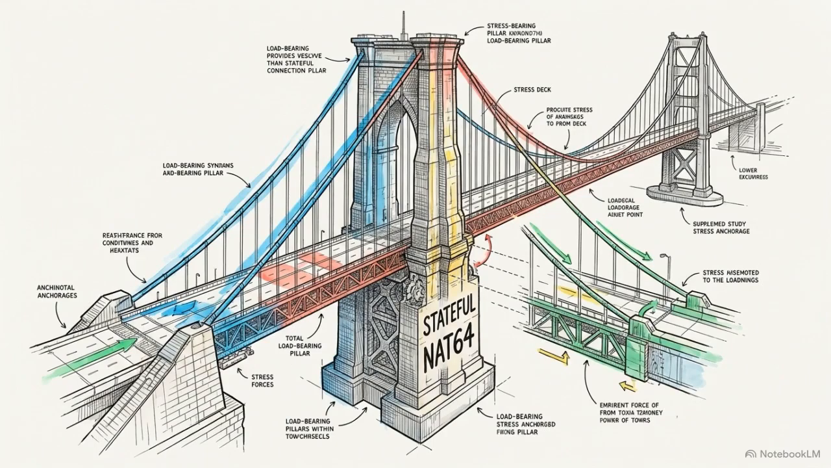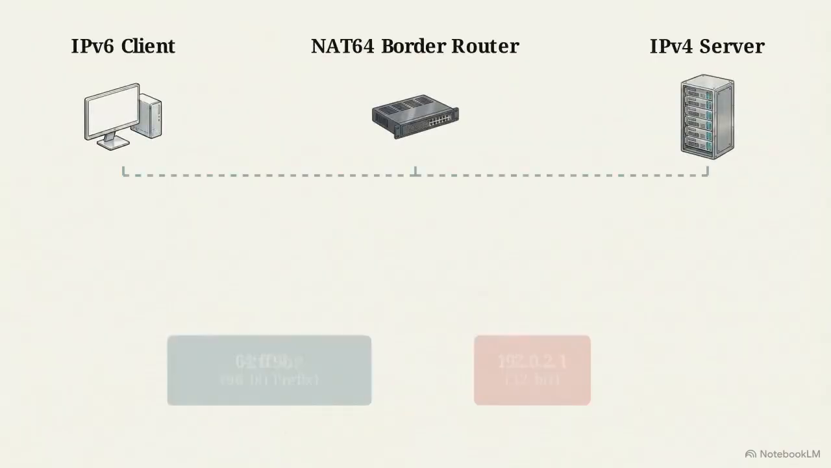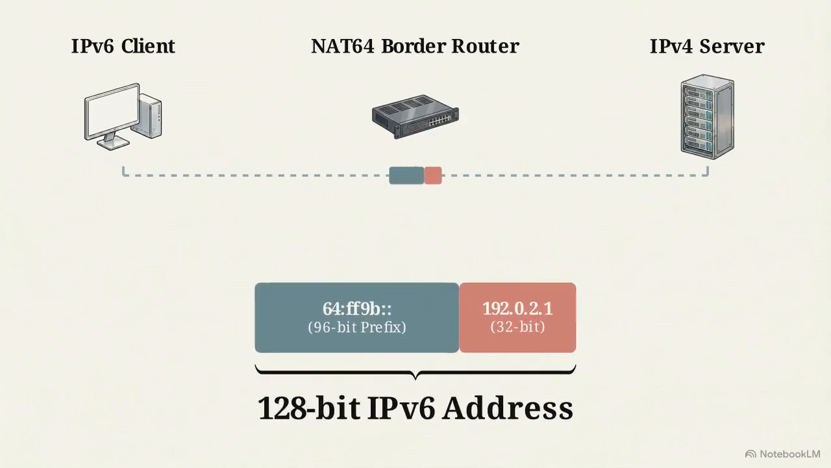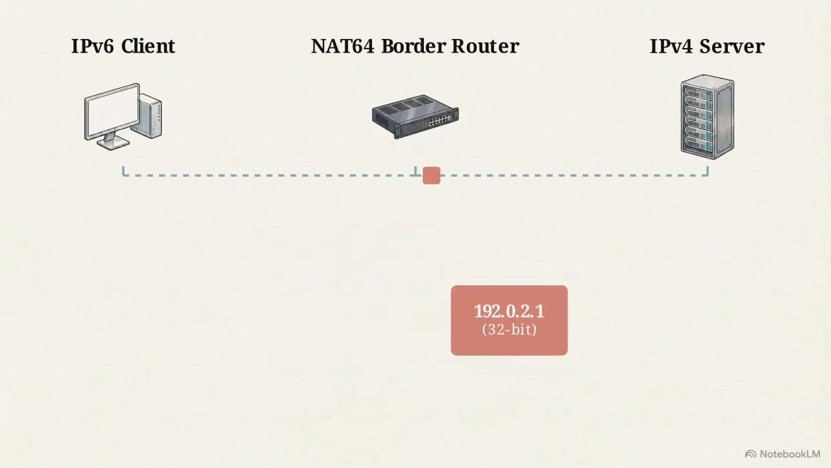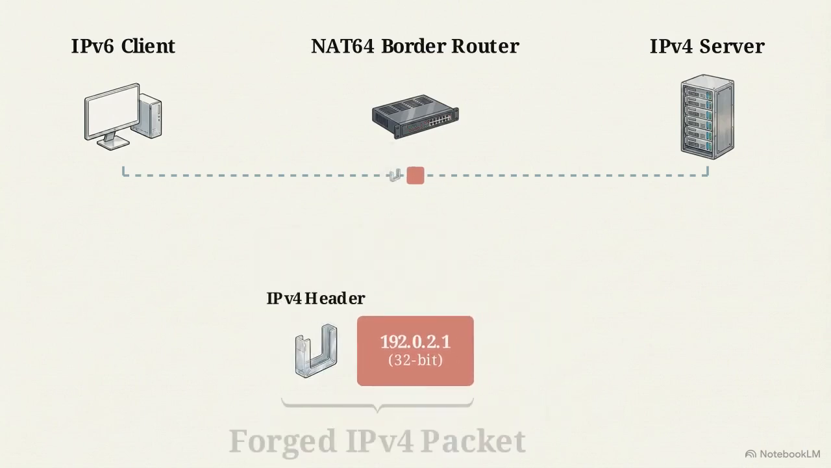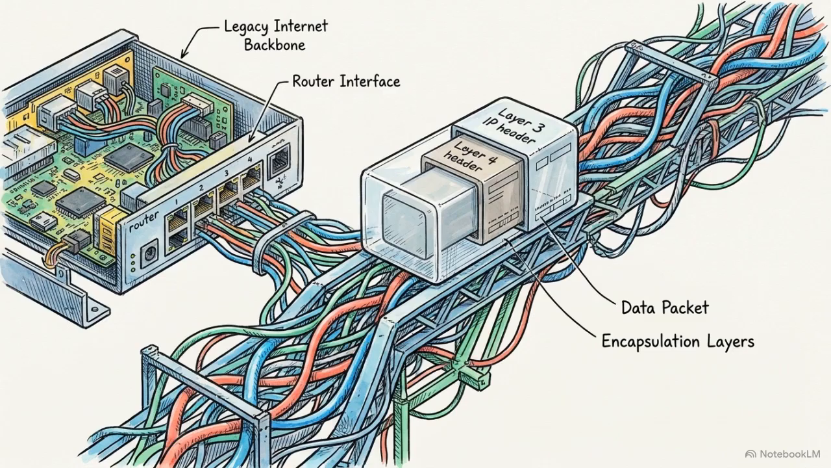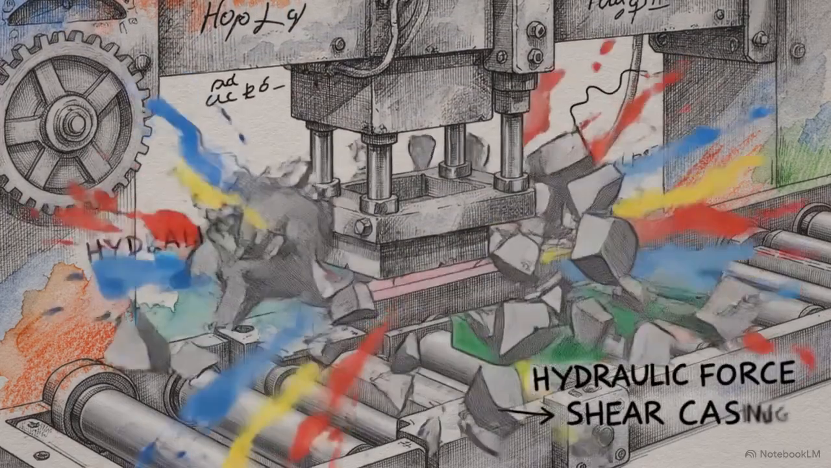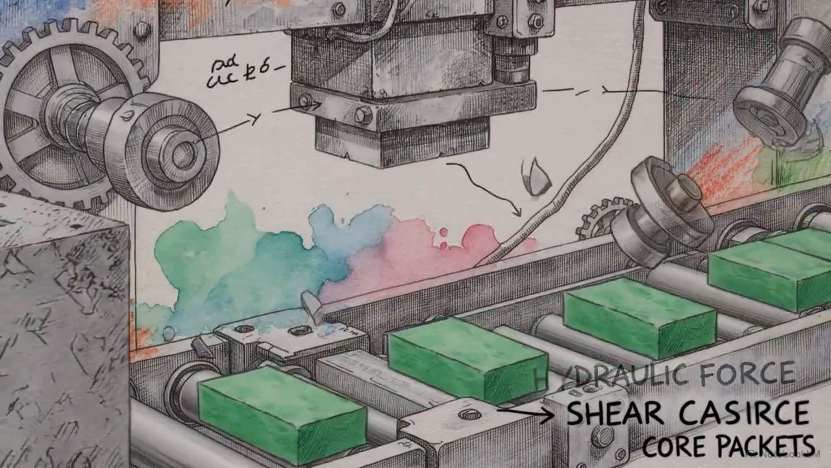To bridge this protocol divide, architects rely on a highly specialized translation mechanism called stateful NAT64. In NAT64's prefix embedding, an IPv6 client appends a 32-bit IPv4 address onto a 96-bit IPv6 prefix. When it hits the border router, the hardware strips away the IPv6 header, extracts the legacy address, and constructs a completely new IPv4 header from scratch. From there, the router simply applies standard NAT overload, stamping a port number and pushing the forged IPv4 packet out onto the legacy internet. NAT has evolved into a mandatory protocol forge, translating incompatible packets to maintain connectivity across a fractured global internet.